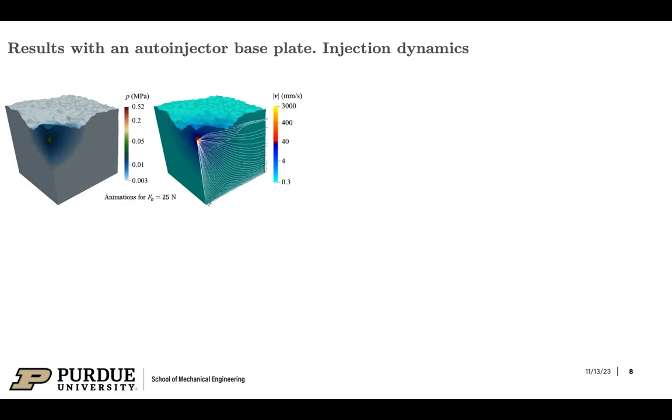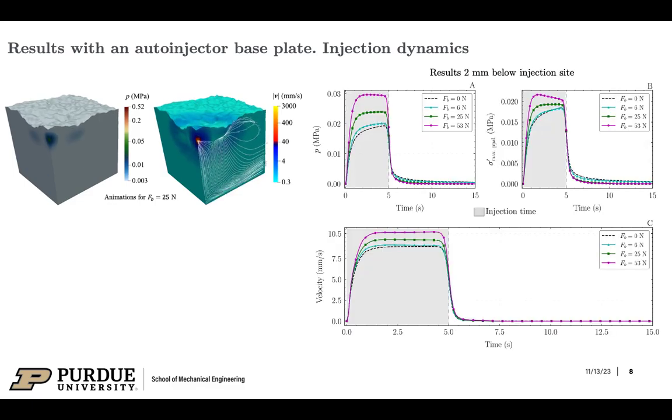The animations on the left show the time evolution of fluid pressure and the time evolution of fluid velocity magnitude, with the velocity streamlines in white. Here we are plotting different metrics. At the top left, we are plotting the time evolution of fluid pressure around the injection site. On the right, we are plotting the time evolution of maximum principal stress in the tissue. And finally, at the bottom, we are plotting the velocity around the injection site.